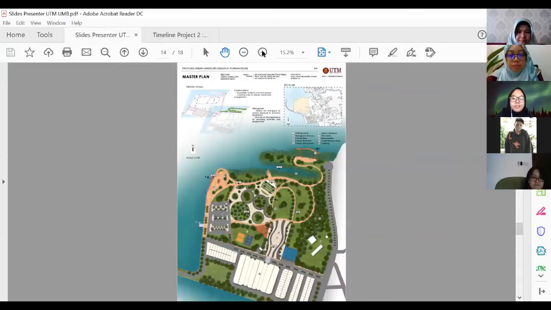Okay, so this is my overall design. As I said just now, a few places that I've named and the elements that I would like to put inside the site. Okay, so continuing to.